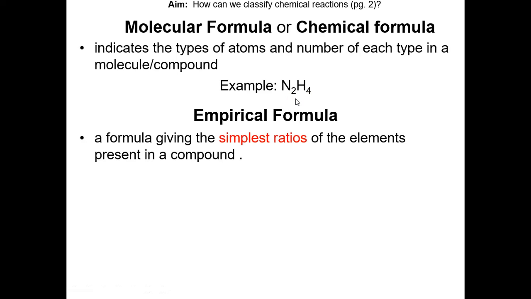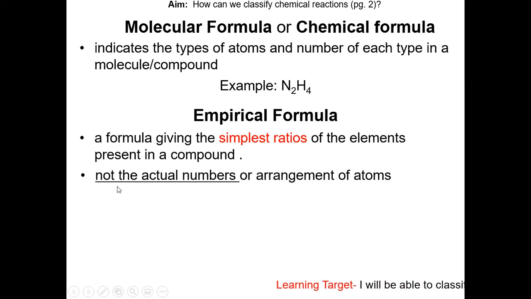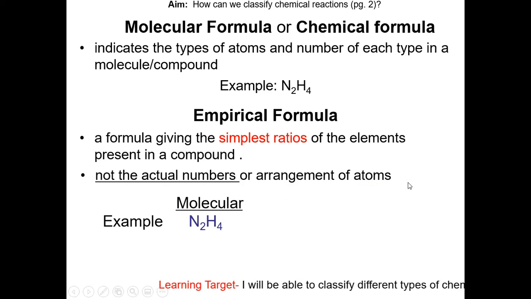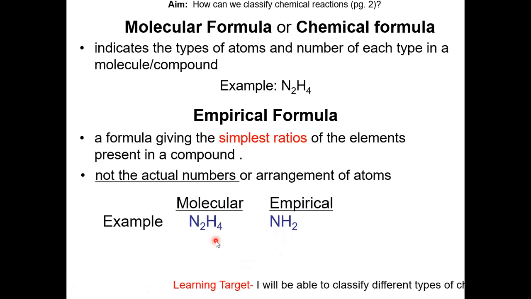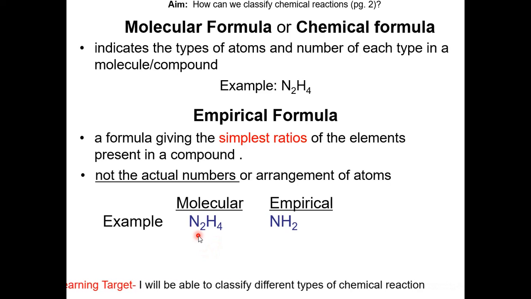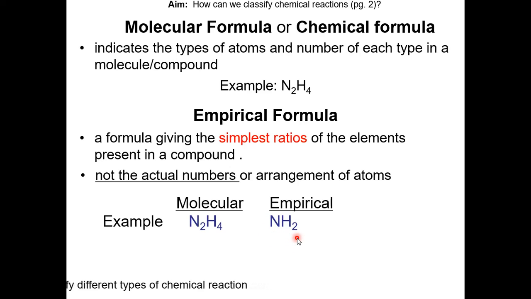An empirical formula is a formula giving the simplest ratios of the elements present in the compound. Keep in mind, the ratios may not be the actual numbers or the arrangement of the atoms in the substance. For example, if your molecular formula is N2H4, your empirical formula will be the simplest ratio of that, which is NH2. To get NH2, you have to divide all the subscripts by the greatest common factor of the molecular formula. The greatest common factor in this scenario is 2. So if you divide all the subscripts by 2, you get NH2. Keep in mind, NH2 in this scenario is not a real substance. It's just the simplest ratio of this molecular formula.